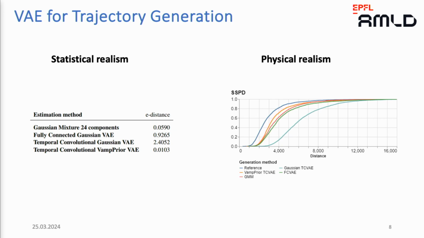I have compared different methods to generate synthetic trajectories: one Gaussian mixture, and different architectures of variational autoencoders. And the architecture I'm proposing in one of my papers, the last one, is the temporal convolutional prior variational autoencoder. Yeah, that's a bit long. But what you can see here is that the energy distance for my proposed architecture is the lowest. So it means that statistically speaking, the variational autoencoder is able to build synthetic trajectories that are the closest to the reality.